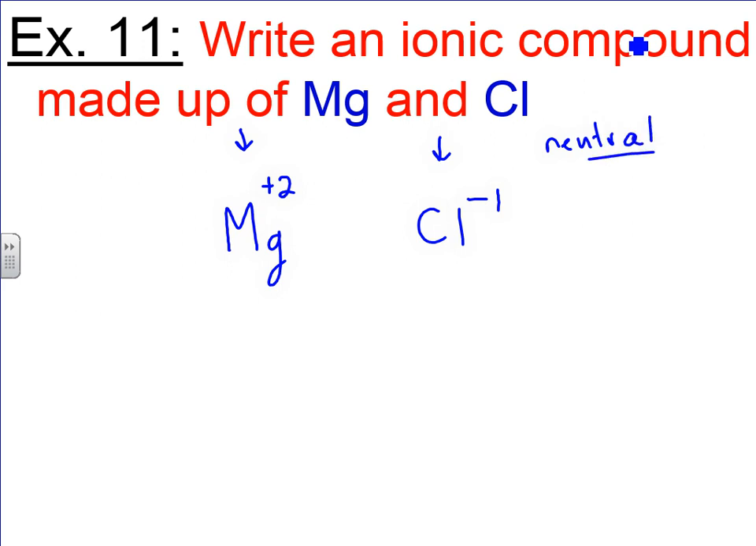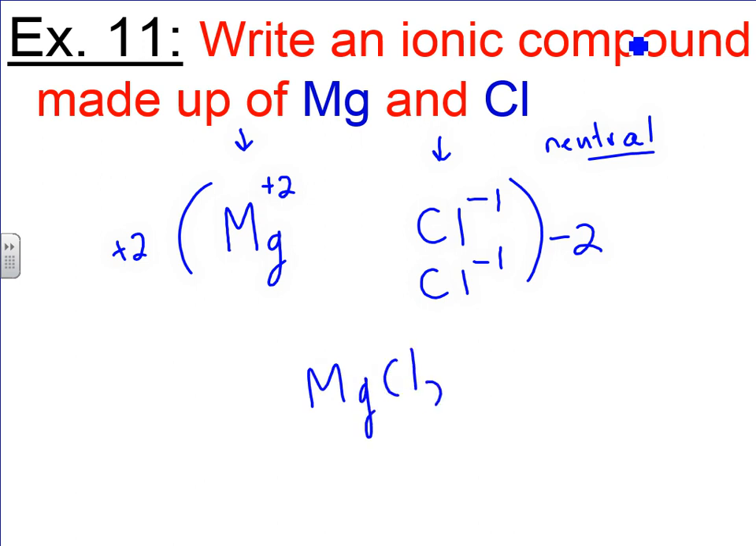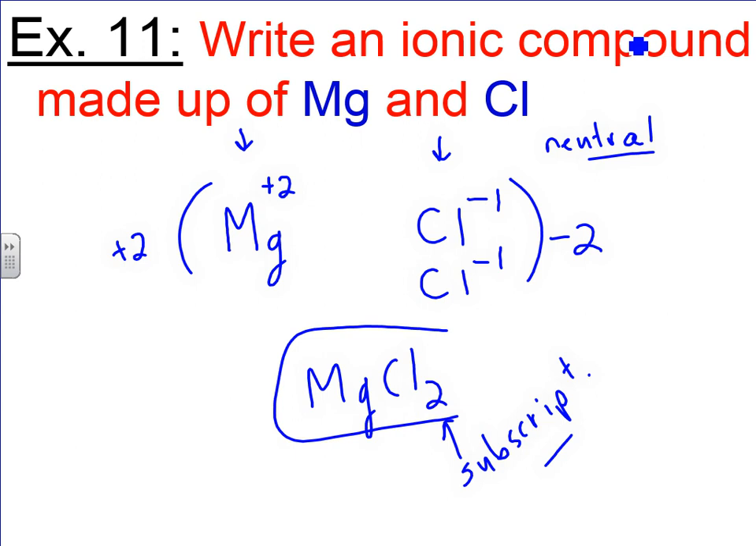What I want is 2 chlorines for every 1 magnesium. That's the answer, because 2 chlorines give me a -2 charge, which now balances the +2 charge on the magnesium. So my compound is actually magnesium with 2 chlorines, MgCl2. The number at the bottom is called a subscript. This subscript tells you how many of the atoms you need. So you need 2 chlorine atoms for one magnesium atom. In fact, it's 2 chlorine ions for 1 magnesium ion, and this is the formula.